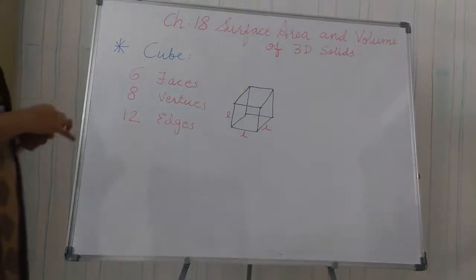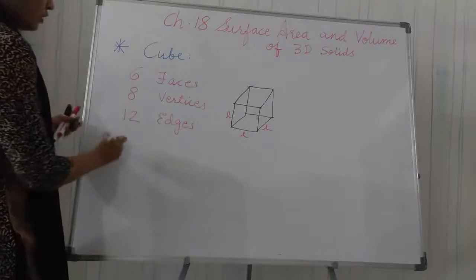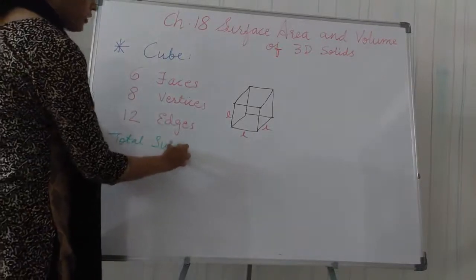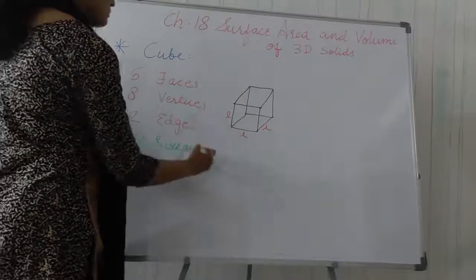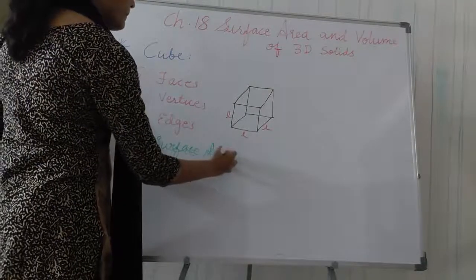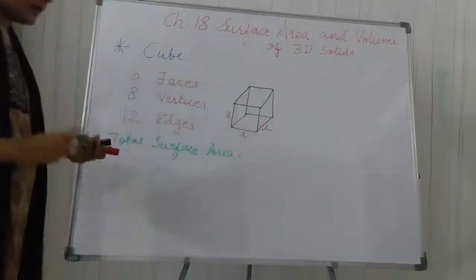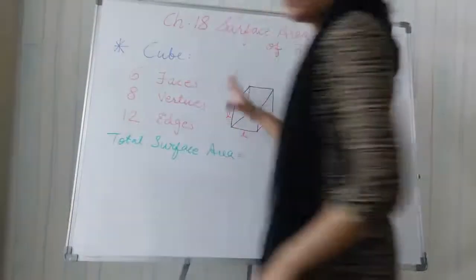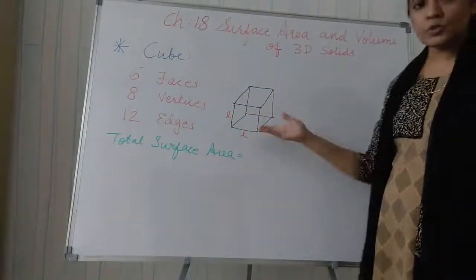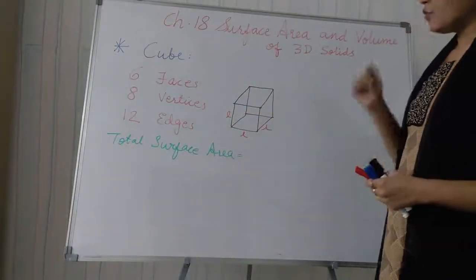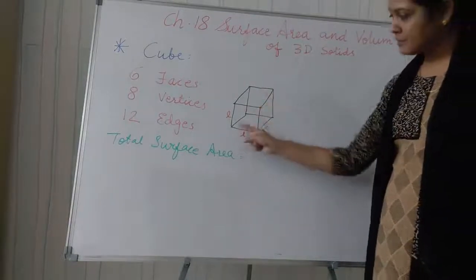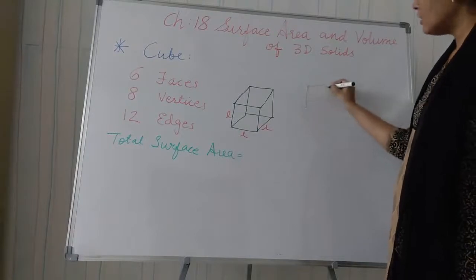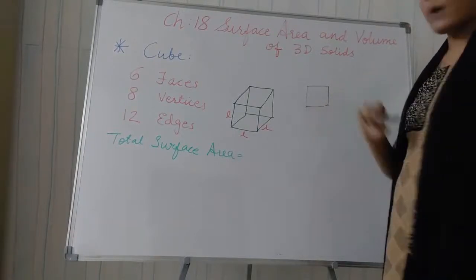So let us study the surface area. First of all, the total surface area of a cube. What is the formula for that? As I explained to you in the cuboid, if you open all the faces of this cube shape, what is the formula for one face? This is the square shape. You see all the faces of a cube are of square shape.